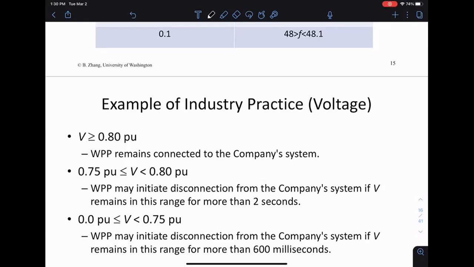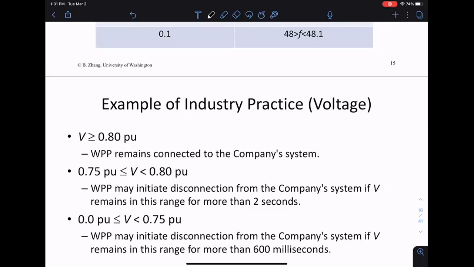Okay. So continuing with voltage ride-through, low voltage ride-through is similar to frequency ride-through, except that the voltage has a more defined shape. What I mean is we can think of the following.